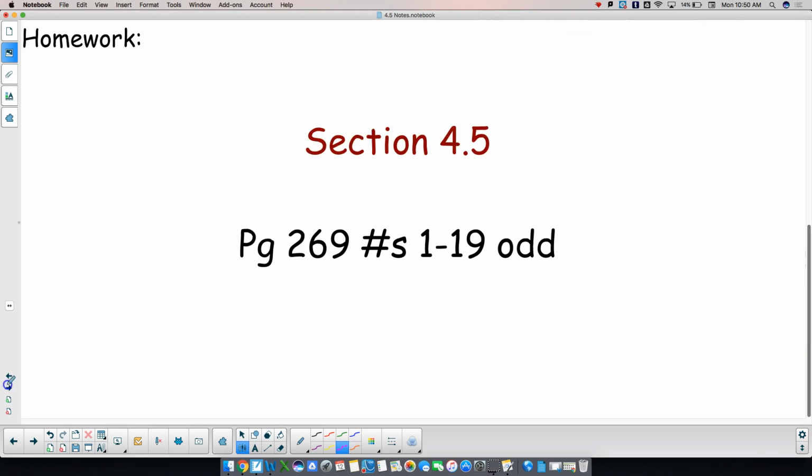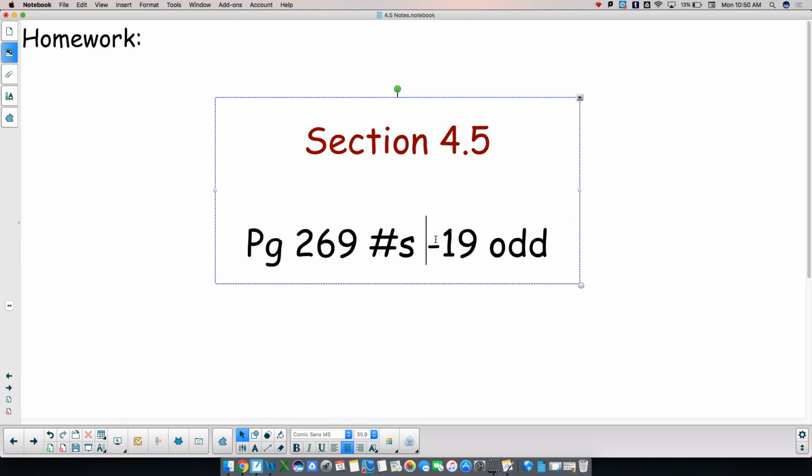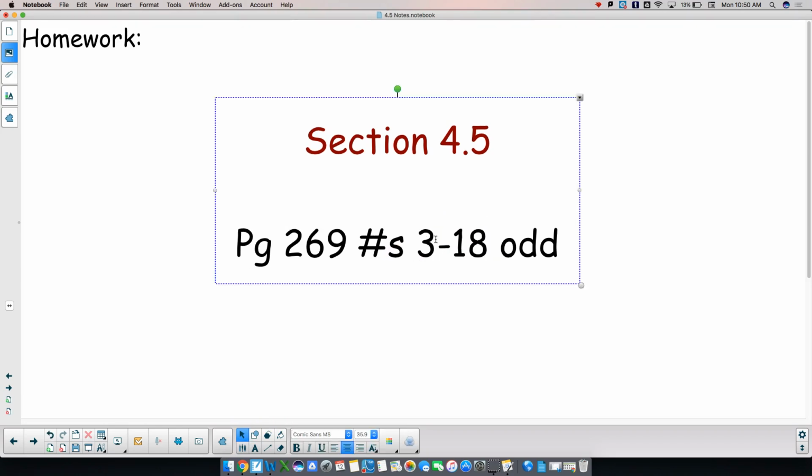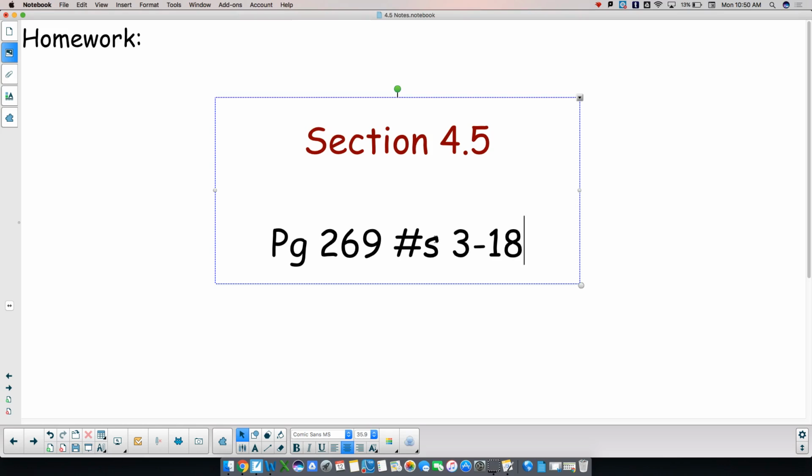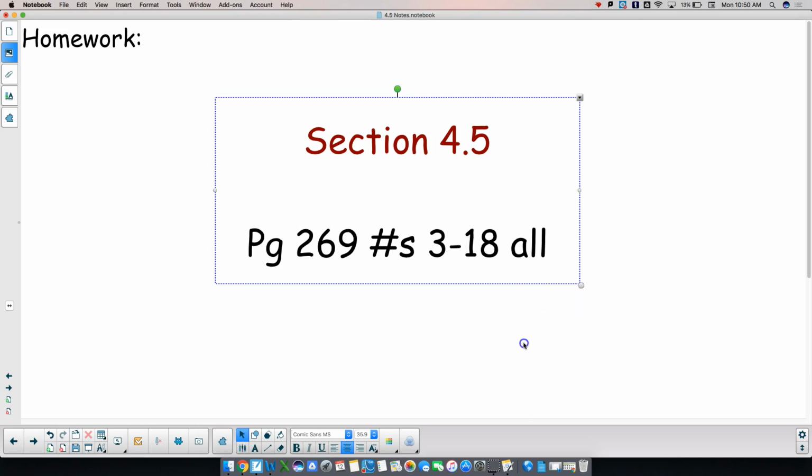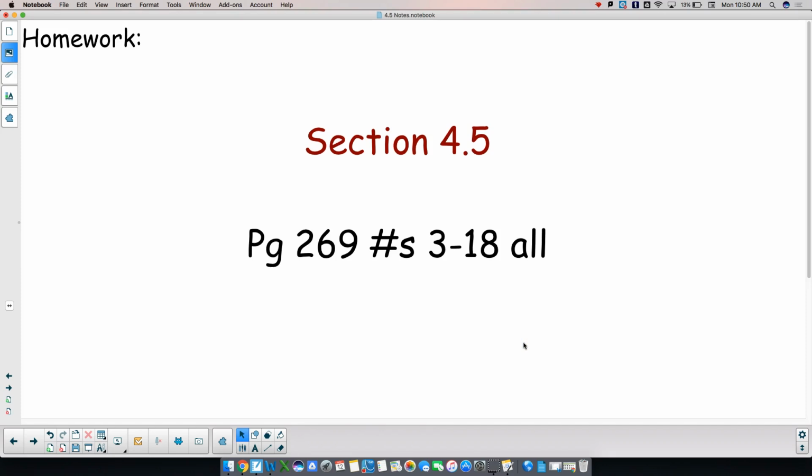Your homework this evening is out of section 4.5. Oops, tap the brakes. This should have changed. Change this, change this, change this. Tap those brakes, because we changed it to 3 to 18. Like that better. And this will be due next week.